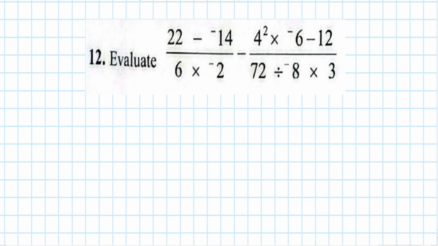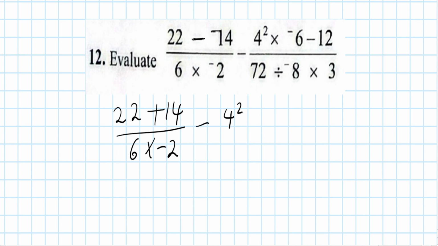Evaluate 22 minus negative 14 divided by 6 times negative 2 minus 4 squared times minus 6 minus 12 over 72 divided by minus 8 times 3. Now, minus negative 14 is going to become plus 14 over 6 times negative 2 minus then 4 squared times, likewise times minus 6 minus 12 divided by 72 divided by negative 8 times 3.